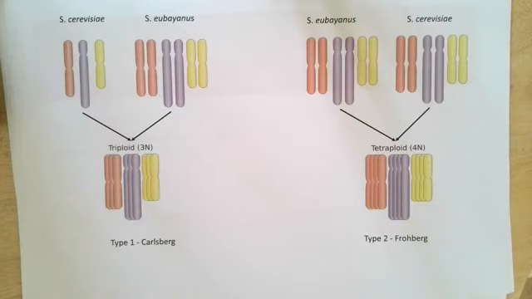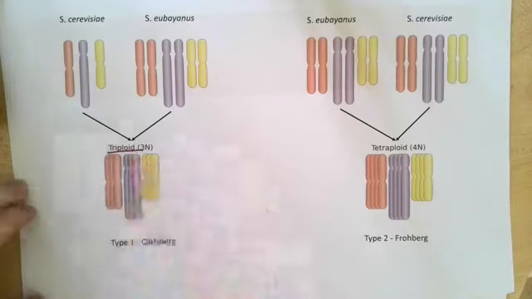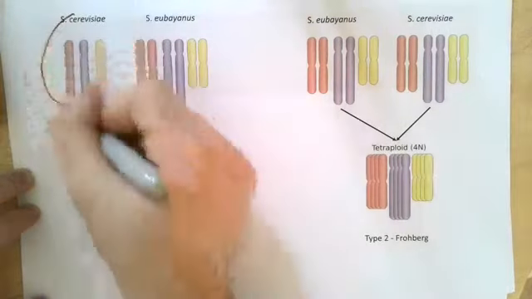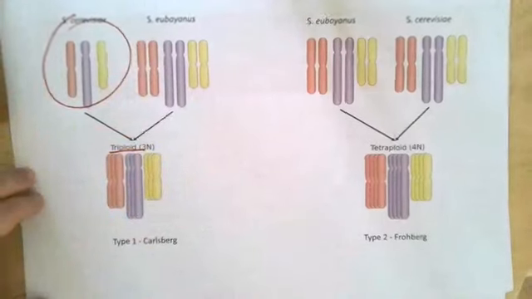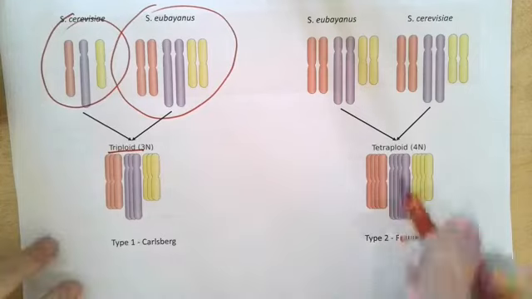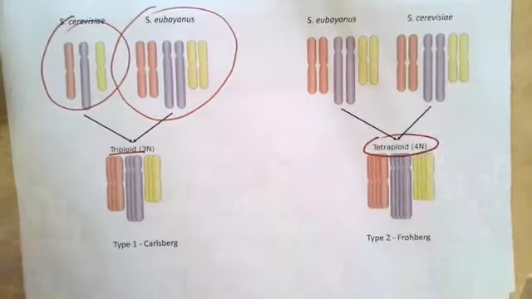Now, interestingly, type 1 is a triploid strain, so it's got three sets of chromosomes. One set of those chromosomes comes from Saccharomyces cerevisiae, this one here, and two sets of those chromosomes come from Saccharomyces eubayanus, this one here. So it's a triploid strain, three sets of chromosomes, but it's more Saccharomyces eubayanus than it is Saccharomyces cerevisiae, if that makes sense. Now, the type 2 strains, or the Frohberg strains, are tetraploids. So this means it has four sets of chromosomes, and it has two sets of chromosomes from eubayanus and two sets from Saccharomyces cerevisiae. So it's actually almost equal on the two types.